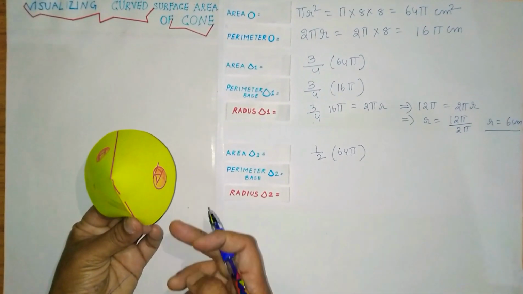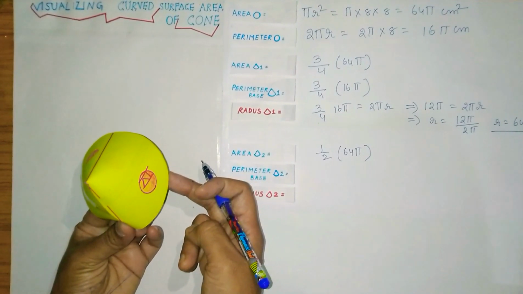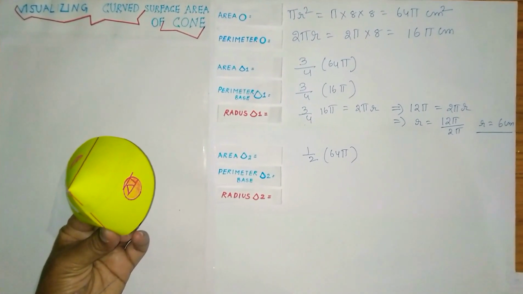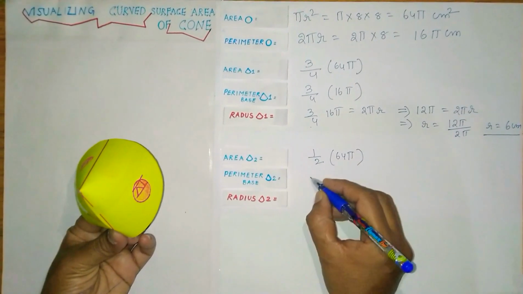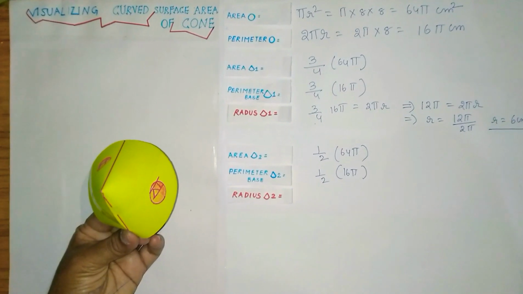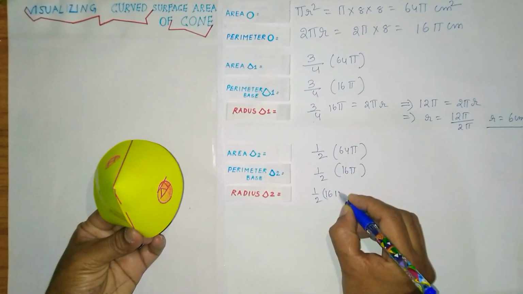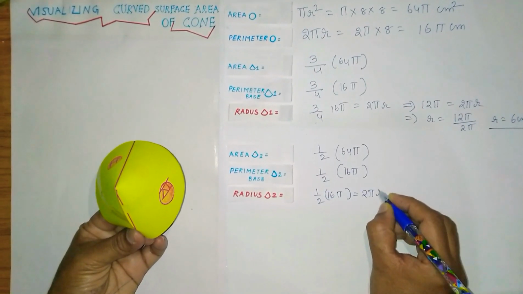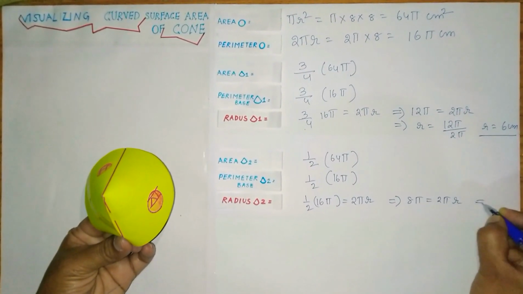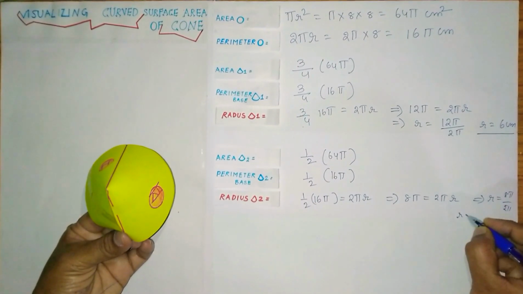The circumference of the base of the cone is also 2/4 of the circumference of the original circle. That is half of 16 pi. Now the radius of this cone: half of 16 pi is equal to 2 pi r. 8 pi is equal to 2 pi r. Therefore r is equal to 4 centimeters.